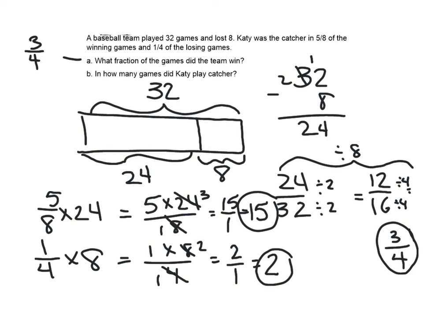Okay, they want to know how many games she played catcher. Well, she played 15 of the winning and 2 of the losing, so we add those two together. She caught in 17 games. So Katie played catcher in 17 games.